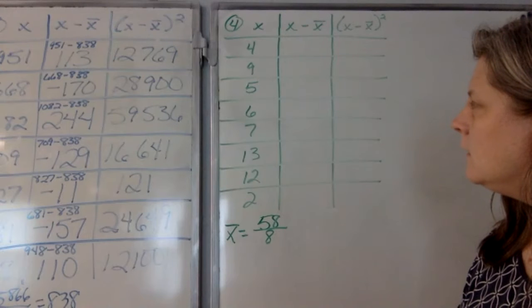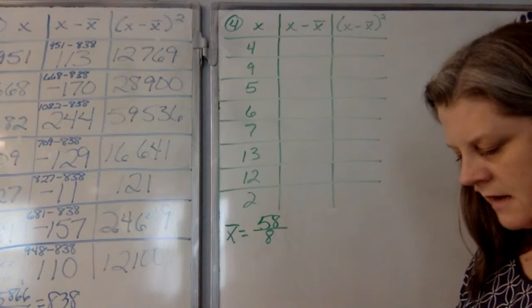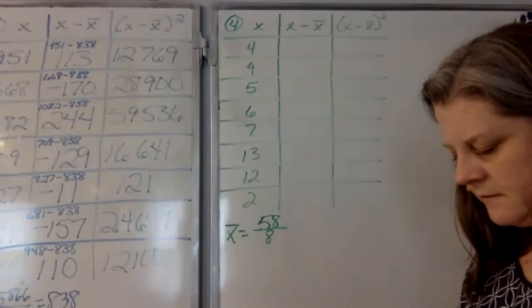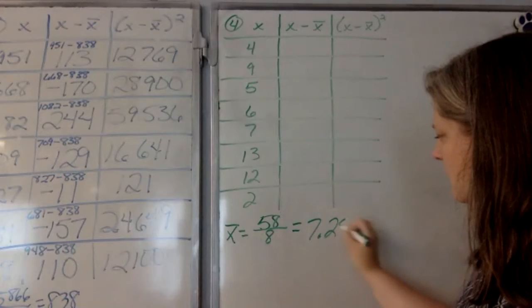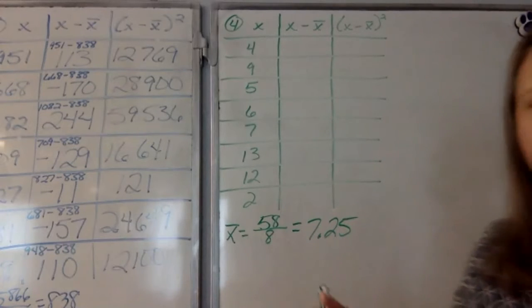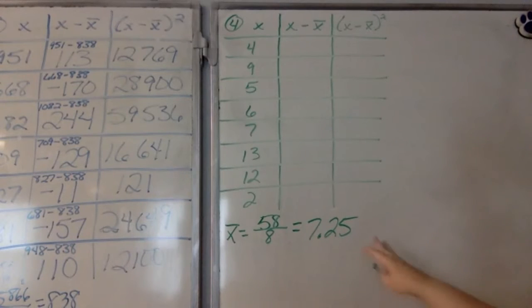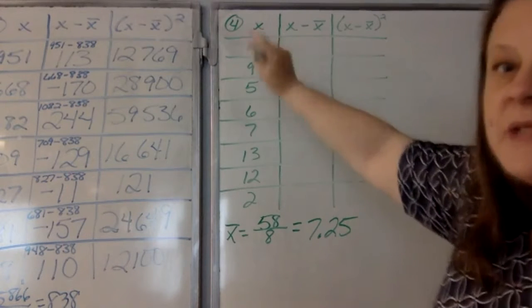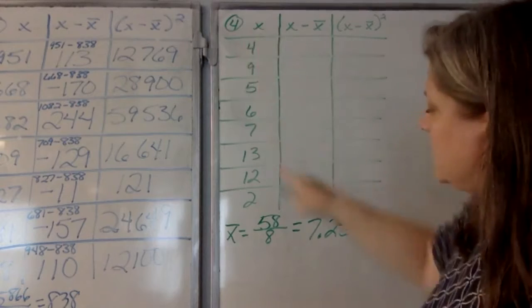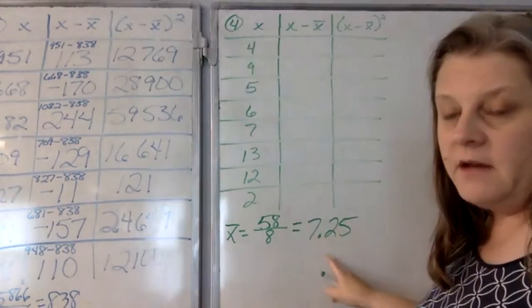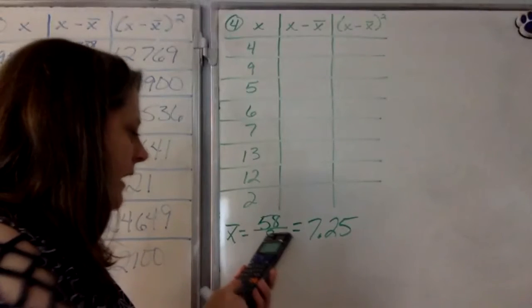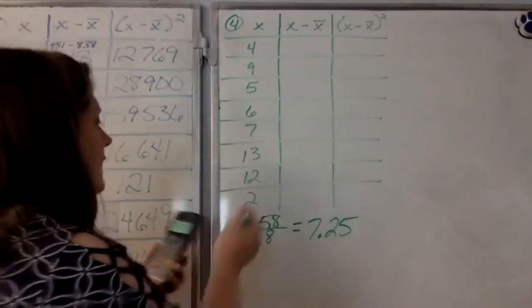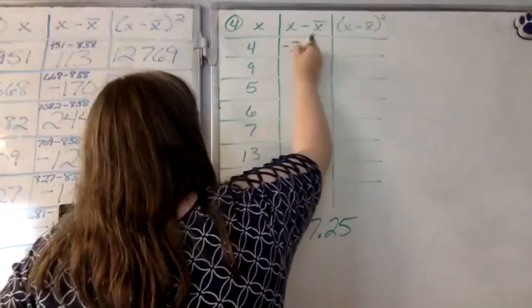I got 7.25, because you have 58 divided by 8. Yep. Okay, so this is our mean, our average. Now remember, what we do for this column is we take each one of the data values and you subtract the mean from it. So a lot of these you will get a negative number. So you'll have 4 minus 7.25, and so you'll get negative 3.25.